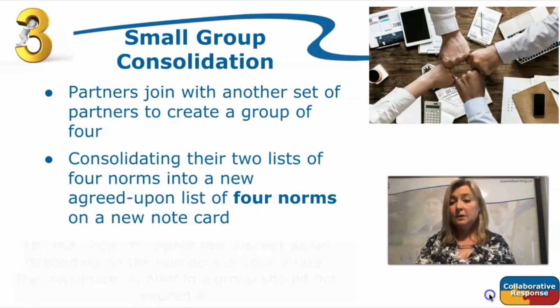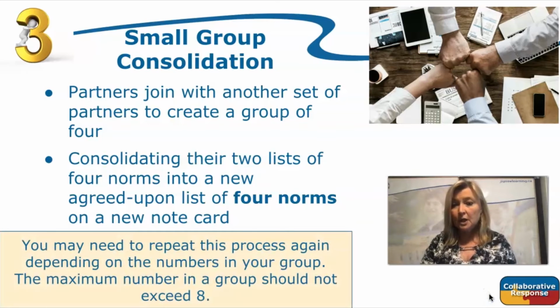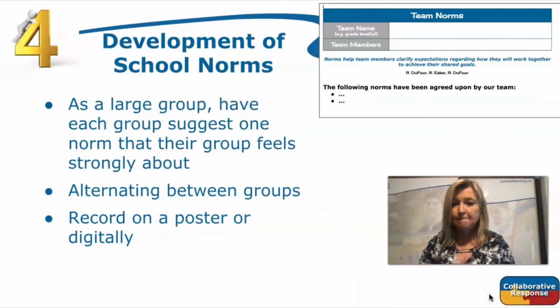Now, depending on how big your teams are, you may need to do this step again, creating another combined group, creating another opportunity to combine those norms. Be careful not to exceed 8 people. We know that when our groups get too large, then a certain number of people will step away from the process and not engage, or will not have their voice heard because the group is too large. So just be careful. You may need to do this a couple of times to make sure that you've got enough of the norms consolidated, depending on how big your group is.